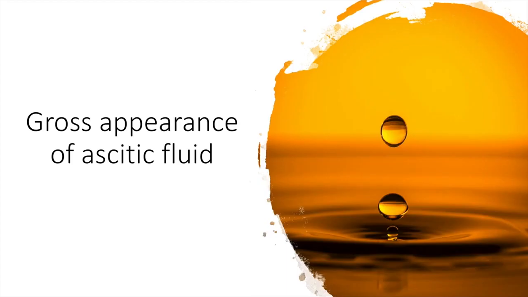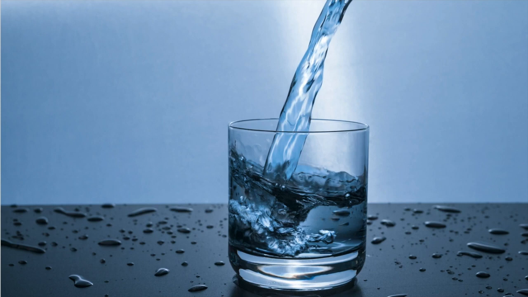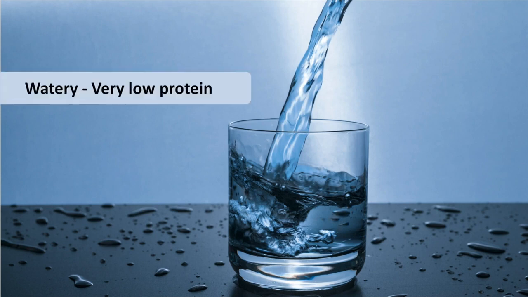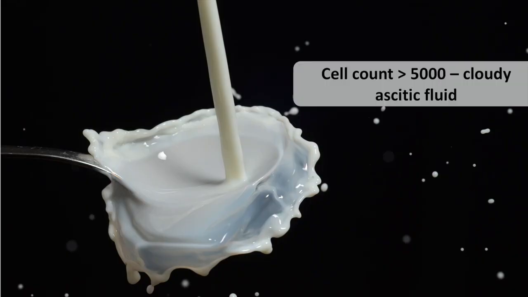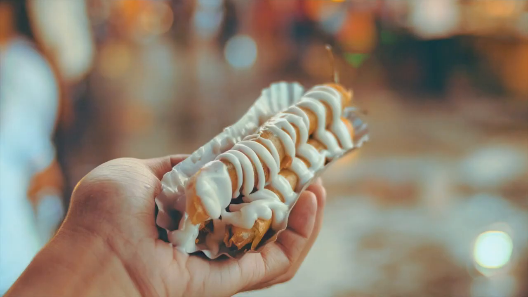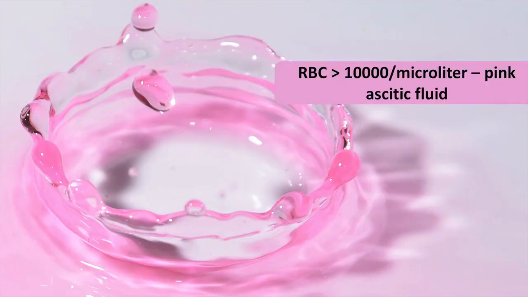Gross appearance of the ascitic fluid is of vital importance. In most cases, ascitic fluid is straw-colored. However, if the ascitic fluid is watery, this means that the protein content is very low. If the ascitic fluid is cloudy, then this means that the cell content is more than 5,000. If the cell count is more than 50,000, then the ascitic fluid may be like mayonnaise. If the ascitic fluid is pink, then that means that the RBCs are more than 10,000 per microliter.